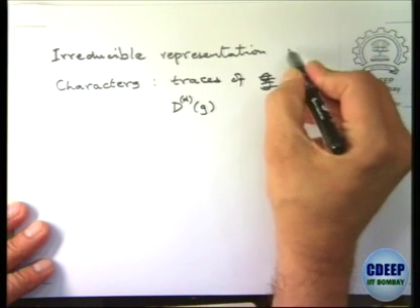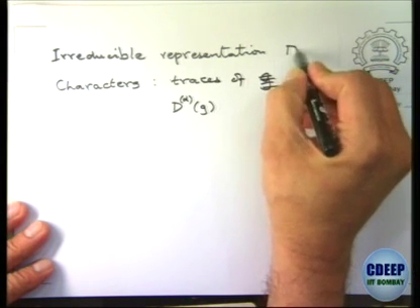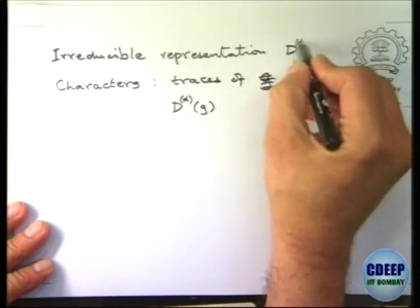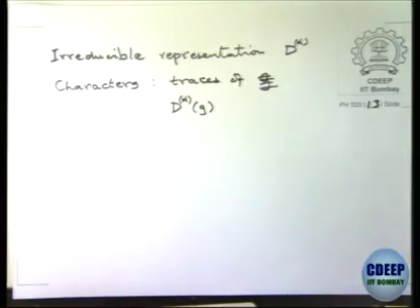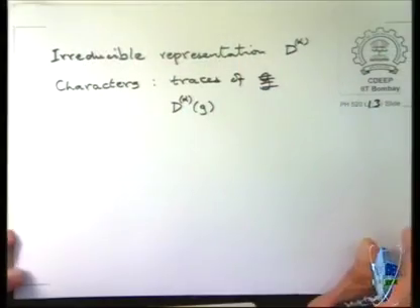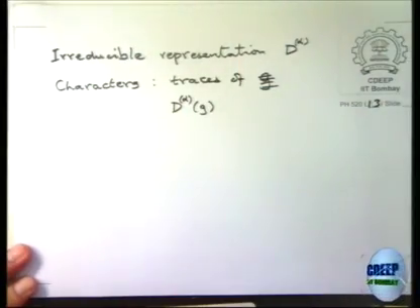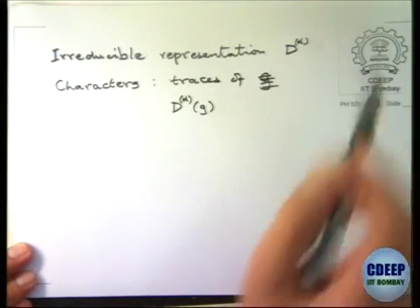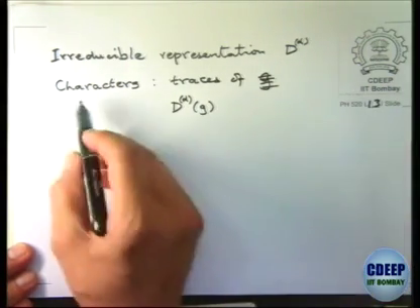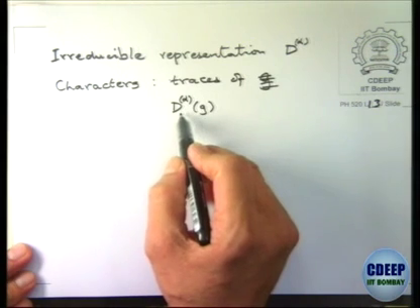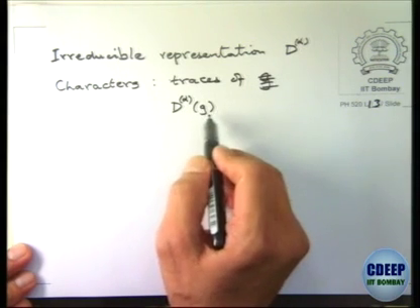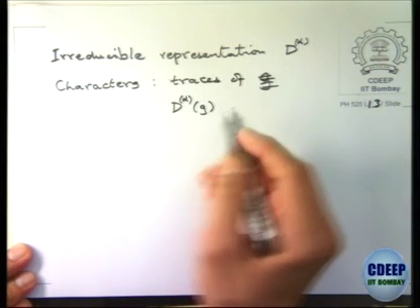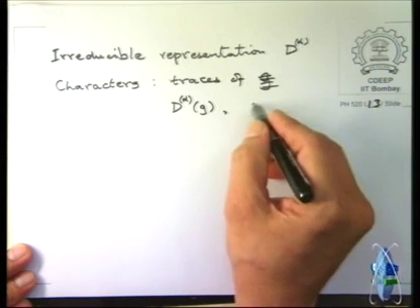So the irreducible representation we will denote by d, and alpha is some kind of a label. Sometimes it is directly the dimension of the group, or sometimes something else that characterizes that. Alpha is either the dimension of the representation or something else that characterizes it. And the characters are traces of the matrices d alpha, which represent elements g for g belonging to G.